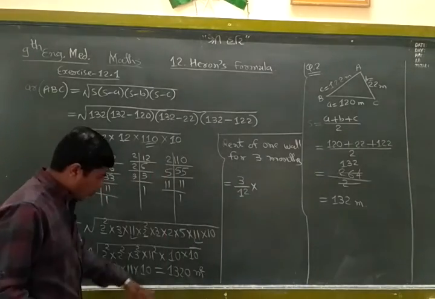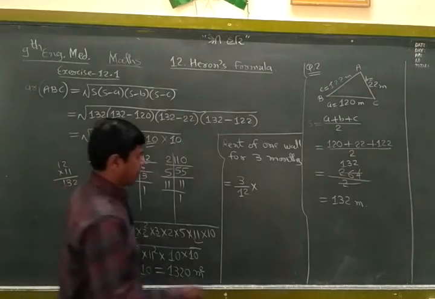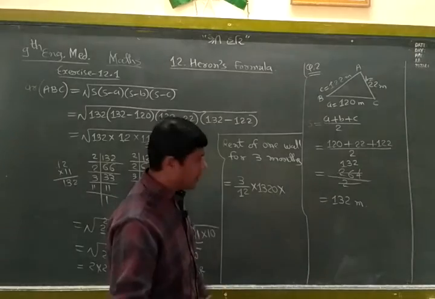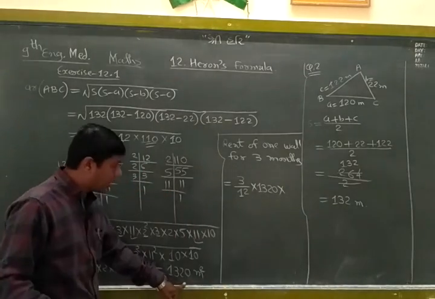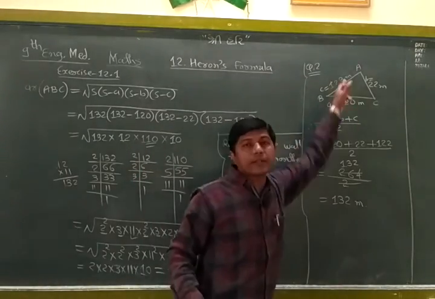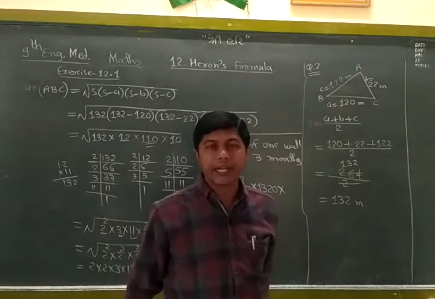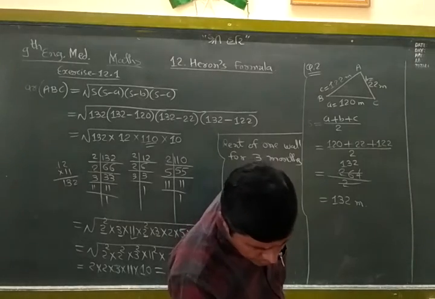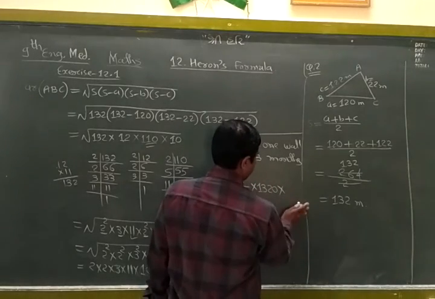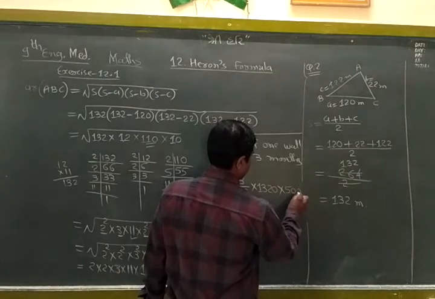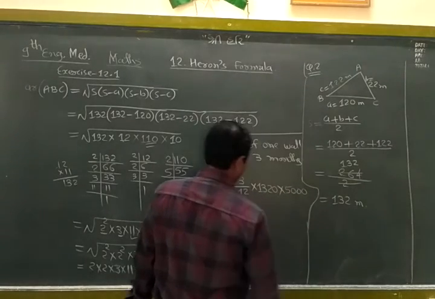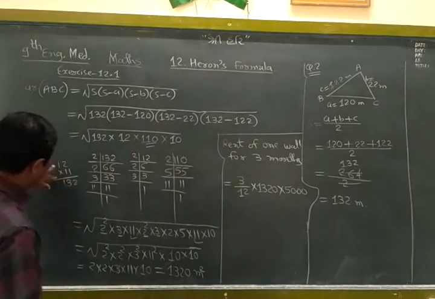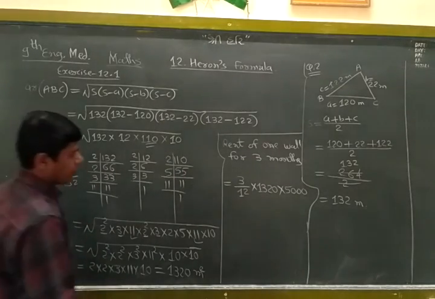So 1320. And here this is the area, 1320. This is the area of the advertisement triangle part. 1 meter square is given 5000 rupees. So multiply by 5000. Okay. Now cut here 12 and this 12 into 11, so 132.